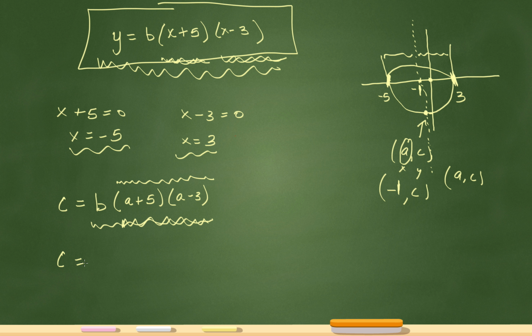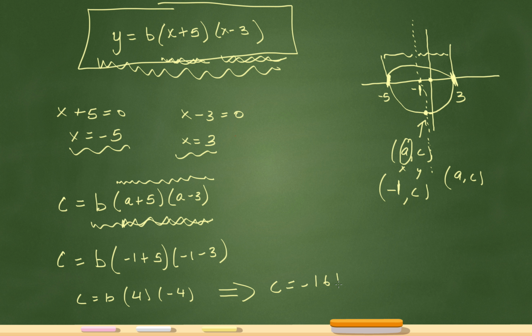So I have c equals b times negative 1 plus 5 times negative 1 minus 3. And then negative 1 plus 5 will be 4. Negative 1 minus 3 will be negative 4, and all of that equals c. 4 times negative 4 is negative 16, so c will equal negative 16b for my final answer.